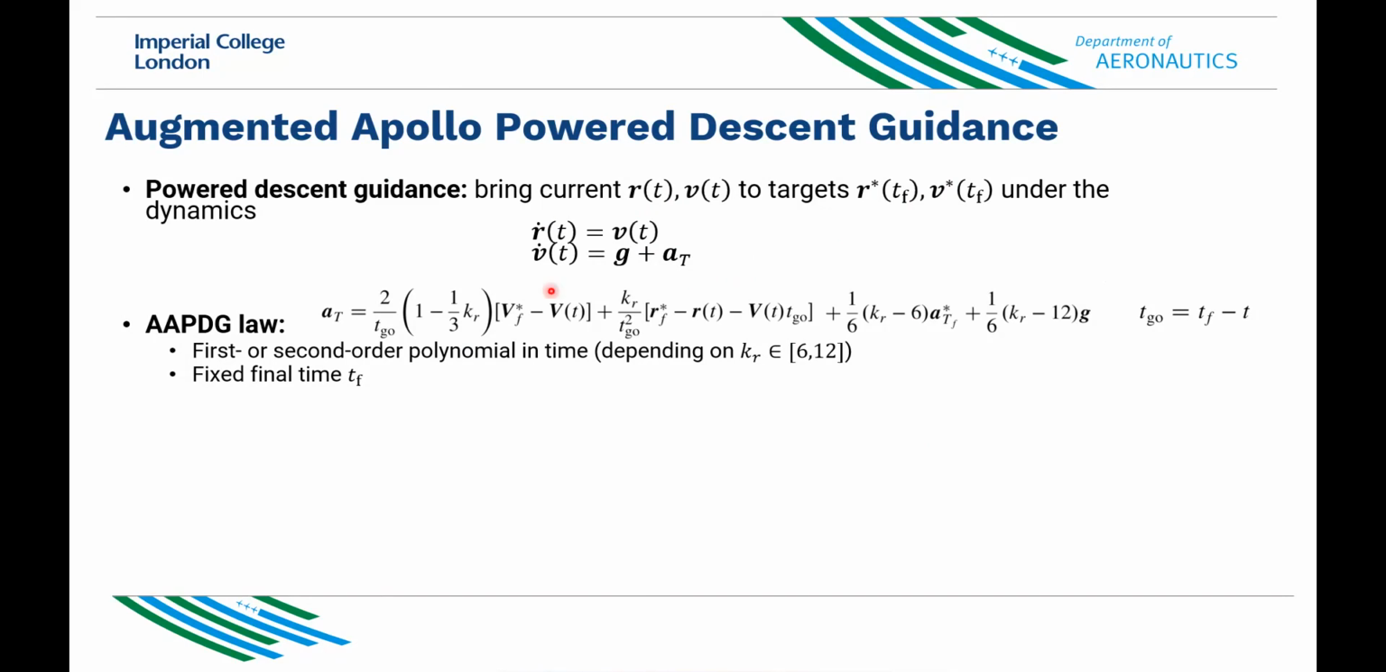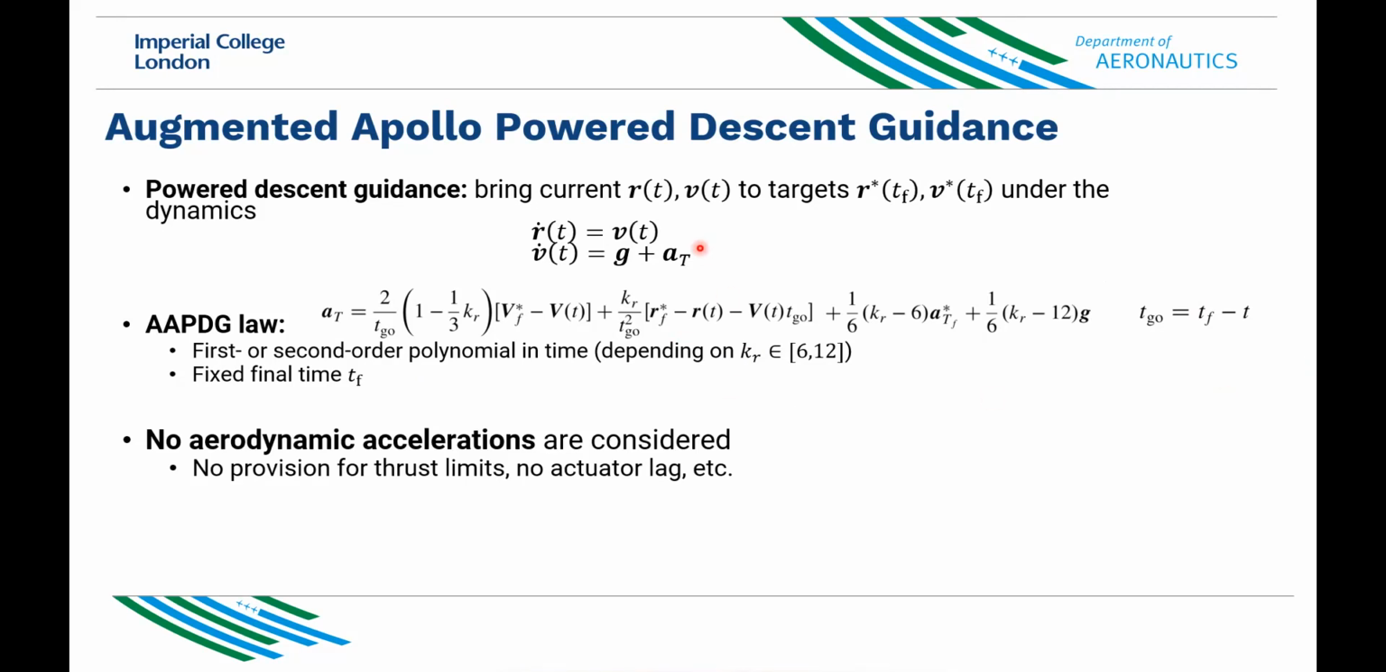This can be done by using the so-called augmented Apollo powered descent guidance, an analytical law that has been proposed in a recent paper. I forgot to put the reference here, but I can provide it after the talk. This law for the thrust acceleration is a first or second order polynomial in time, depending on the choice of this gain kr, and it is a fixed final time law, so tf is a constant and it's assigned.